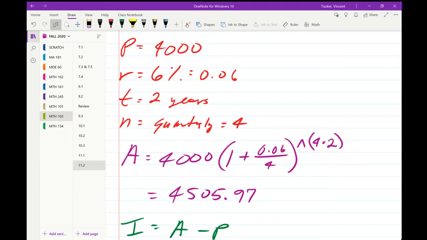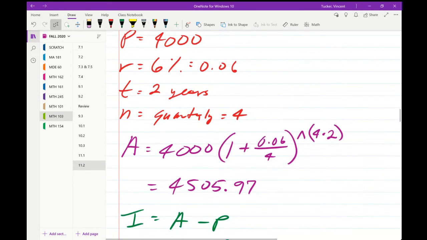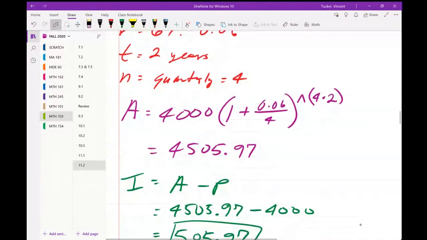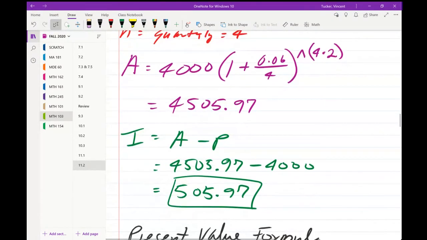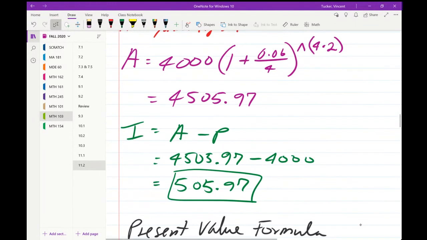And once again, you will follow the breakdown in the previous example if you want to get there without just throwing it in the calculator. And then to calculate the interest earned, you would do A minus P. So that 4,505.97 minus 4,000, which was our initial amount that we deposited, that'll give you $505.97. Questions? Any questions?